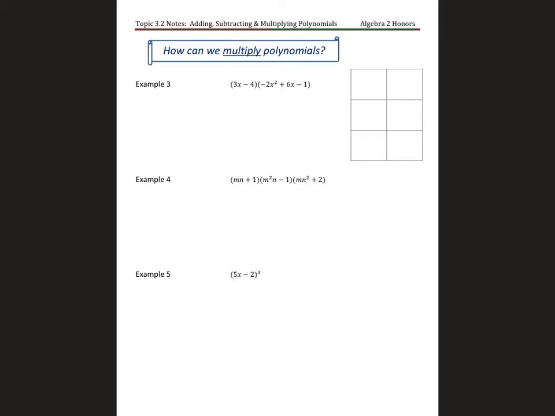You may have used a box method in the past in Algebra 1. If not, I'll show you how to do that here. It's really just a graphic organizer to help manage all of the distribution. In class, however, I will predominantly just use horizontal multiplication. Okay, so let's get started.